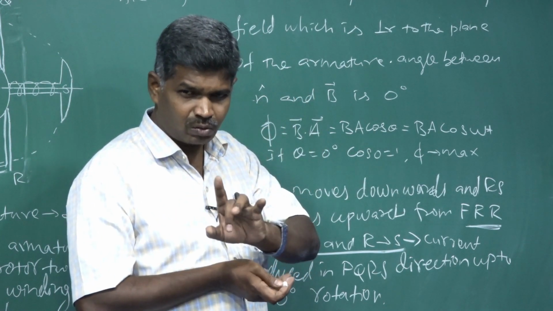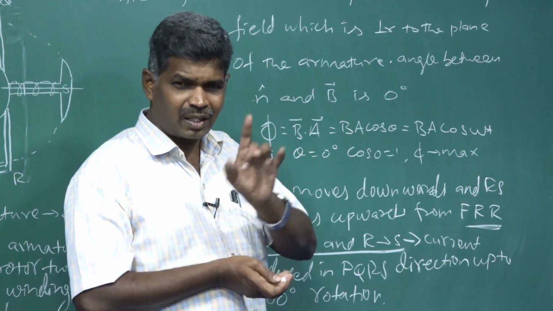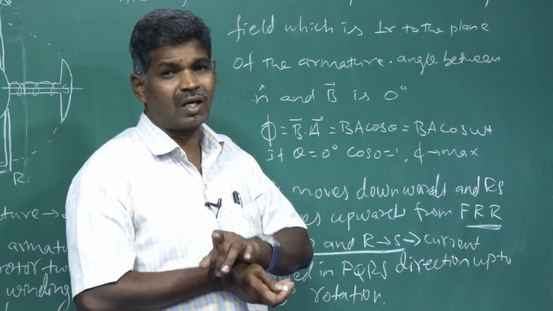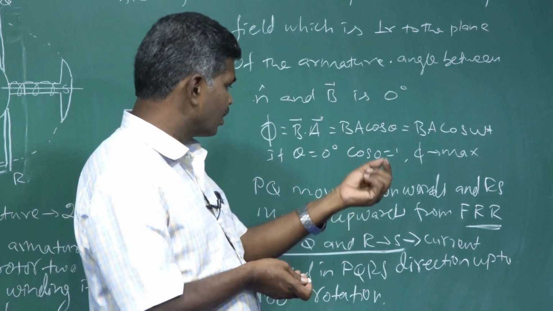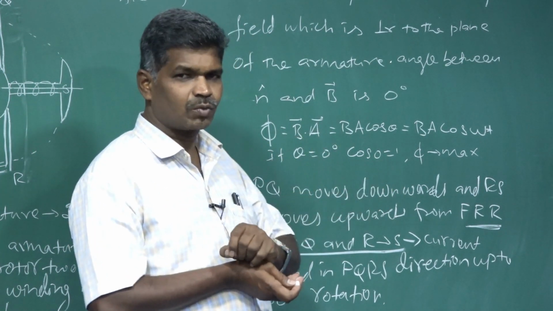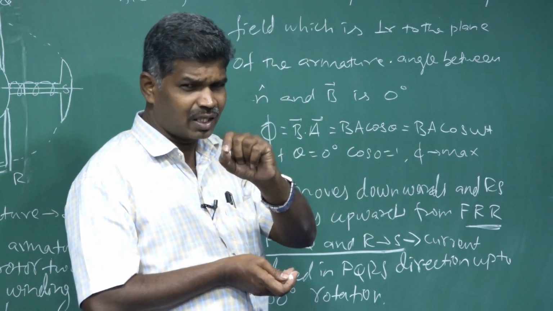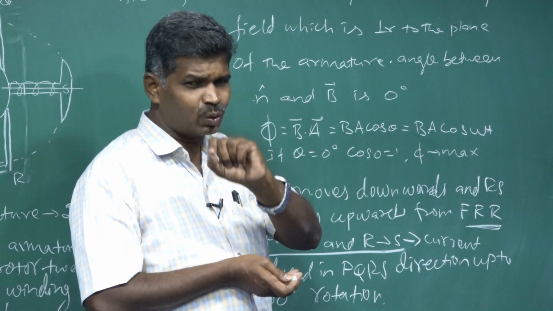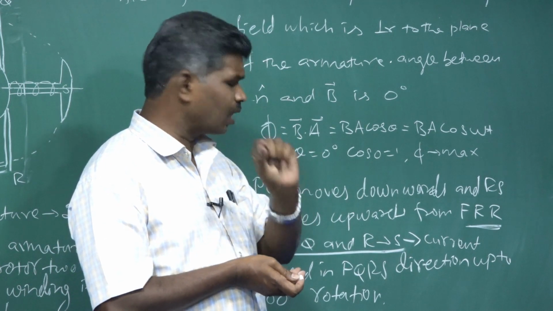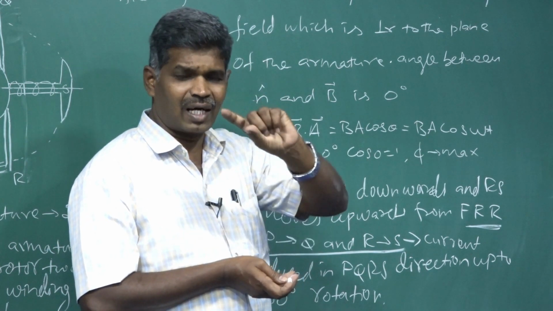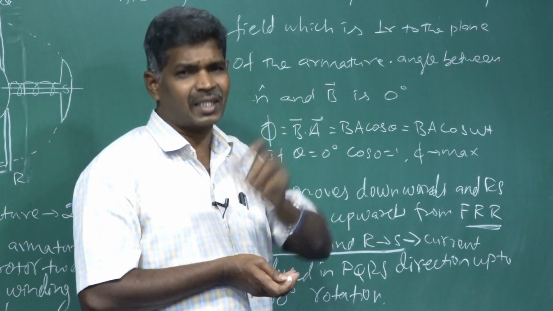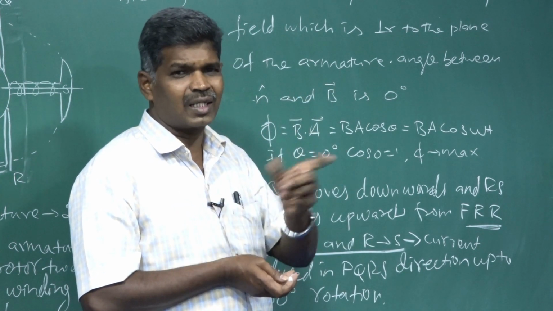From 180 degree to 360 degree, the current induced in the armature is in the reverse direction. What is the reverse direction of PQRS? That is SRQP. From 180 degree to 360 degree, the current is induced in the SRQP direction. So it is a reverse current. That's why we are inducing alternating current, positive current and negative current.